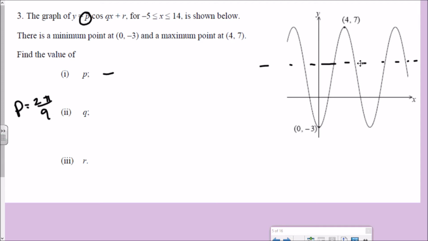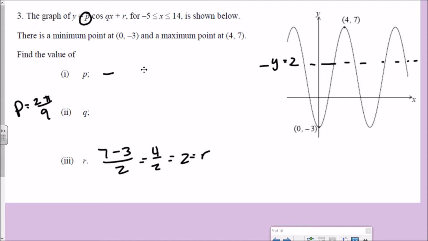So in order to find that, I really need to know the average of my two y values here, the maximum and the minimum, because the one in between the maximum and the minimum will be right in the middle. So I'm going to go do that first. So I'm going to do my average formula. So it's 7 plus -3 all over 2. And that's my r. So that means this line is at y is equal to 2.